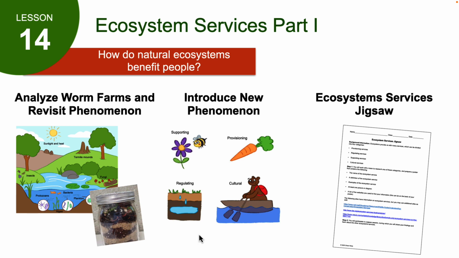Then we shift directions and ask, how do natural ecosystems benefit people? After an initial discussion, we assign teams of students to present a poster about different ways ecosystems help us. The Ecosystem Services Jigsaw handout lays out the project and scaffolds their work.